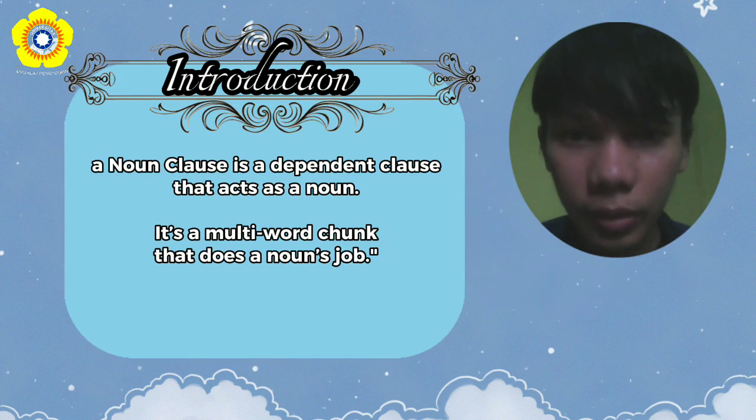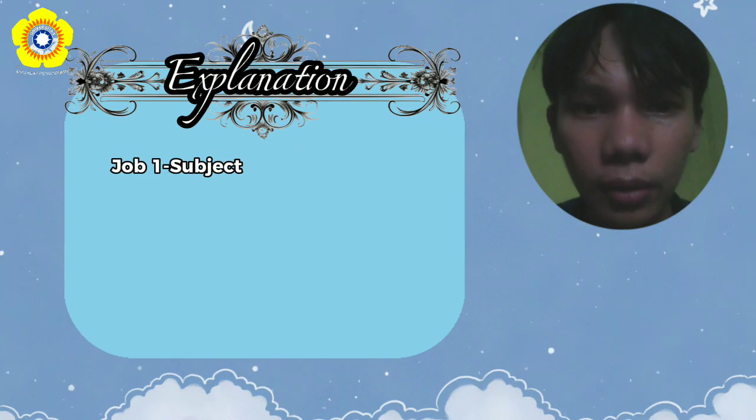So if we smash these two ideas together, a noun clause is a dependent clause that acts as a noun. It's a multi-word chunk that does a noun job. The best way to understand a noun clause is to ask, what job is it doing in the sentence? Nouns have three main jobs. Let's test them. Job 1.